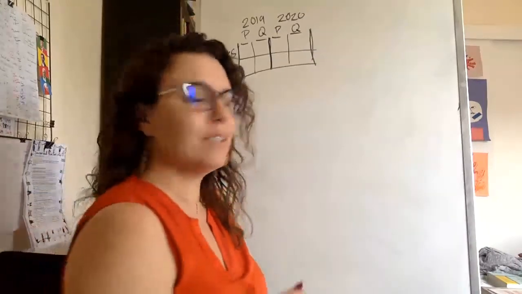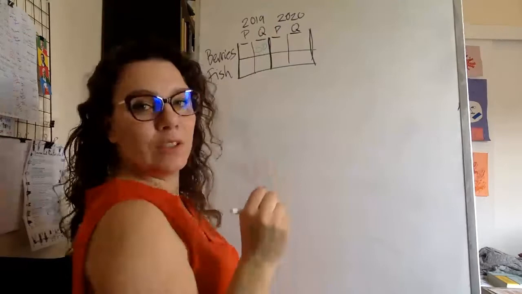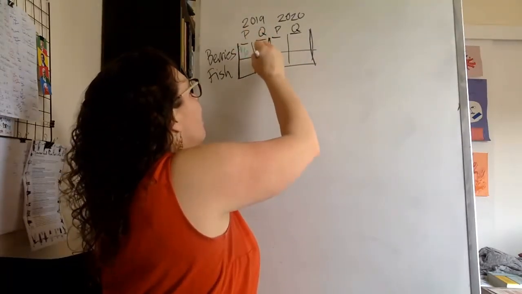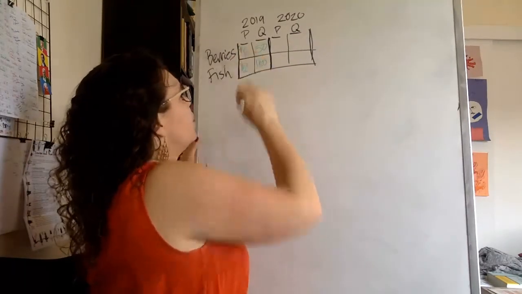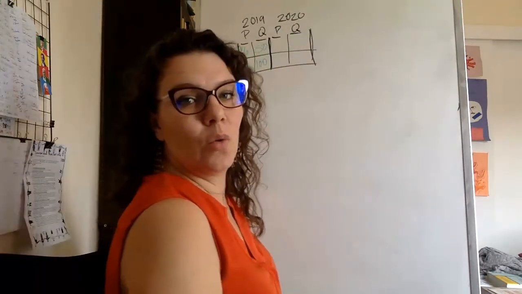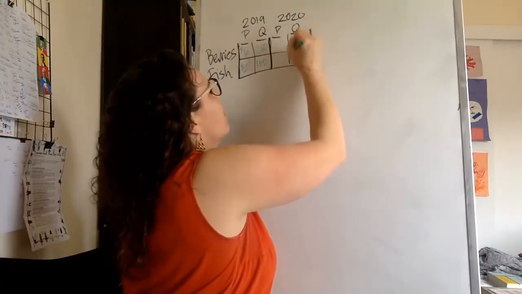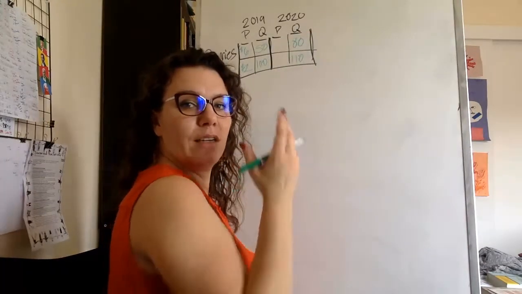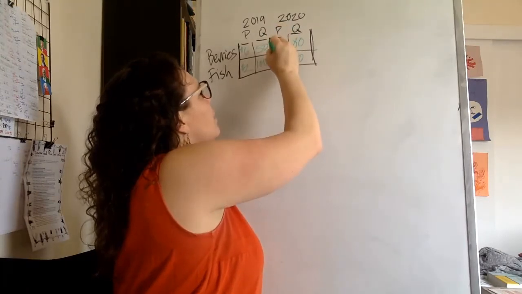So in 2019, we have 50 berries produced by our economy, and they're worth $6 each. And then we have 100 fish produced in our economy, and they're worth $2 each. In 2020, we have 80 berries and 110 fish. And the berries have increased in price up to $10, and the fish has gone up to $4.